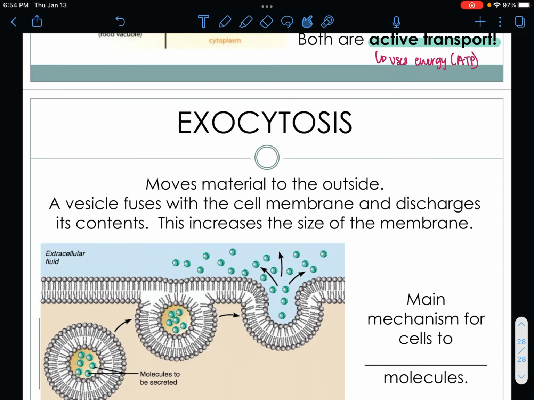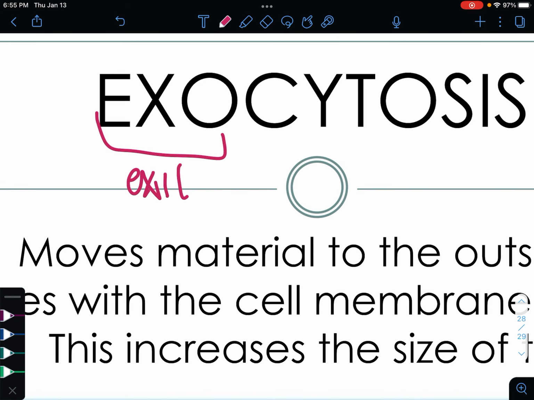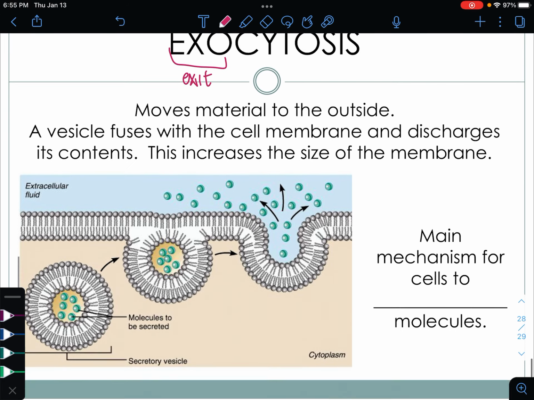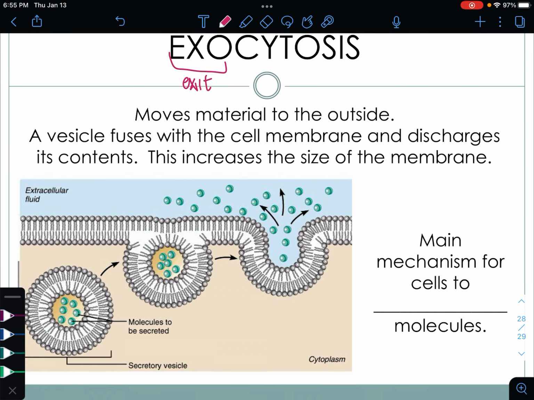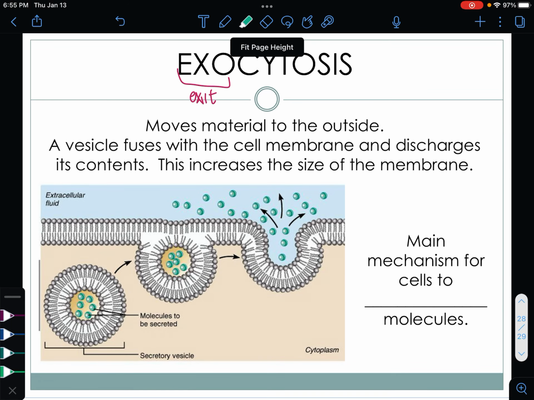All right, last slide. So exocytosis. You can guess this is going to be the opposite of endocytosis. So exo, like exit. In this process, we are going to move materials to the outside. So we want to get rid of things. What's going to happen is our cell is going to form a vesicle around what it wants to get rid of. And then this vesicle will merge with our cell membrane. And then eventually it's going to open up and let all of these particles outside of our cell.